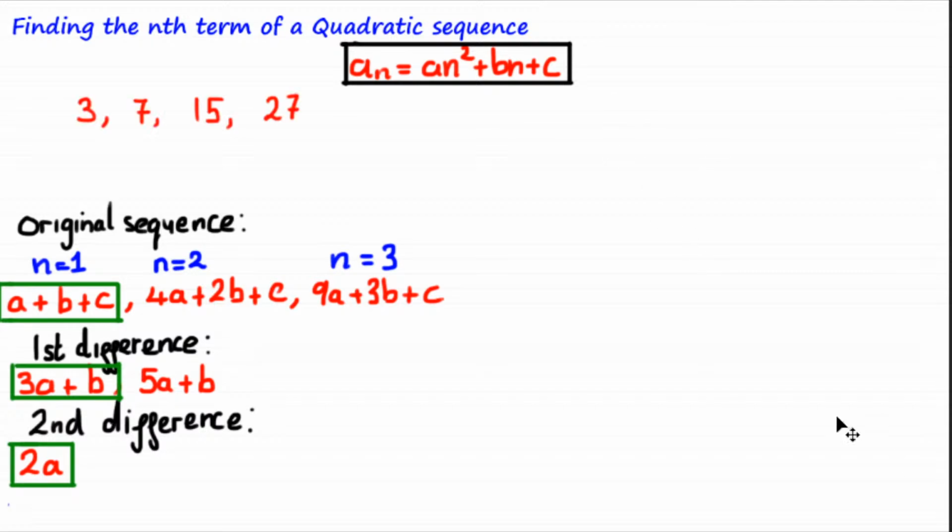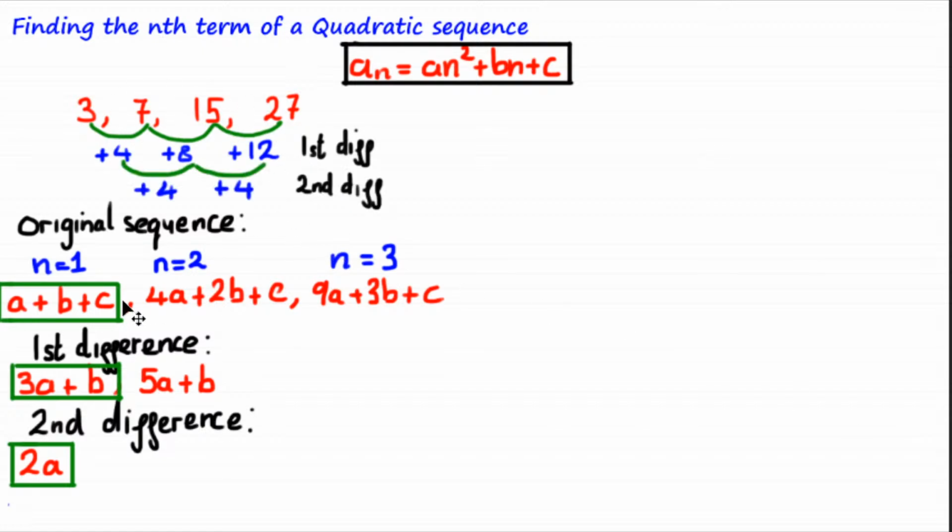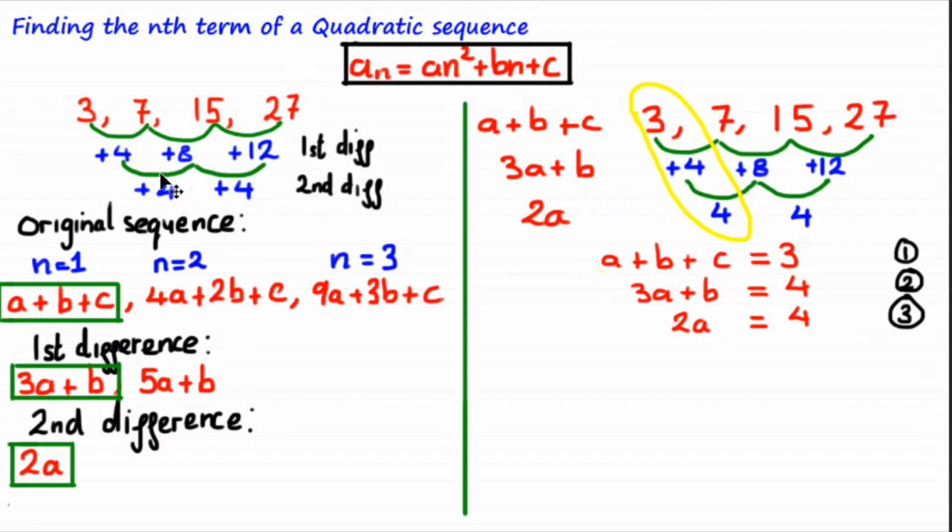Here's a sequence: 3, 7, 15, and 27. The first difference is 4, 8, and 12, which we all hopefully know how to do now. The second difference is 4 and 4. As the second difference is constant, it tells us that this is a quadratic sequence. Using this general expression, we can equate it to the first term of each respective sequence. So a plus b plus c is equal to 3, 3a plus b is equal to 4, and 2a is equal to 4.